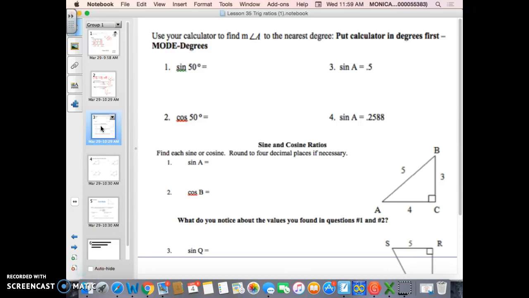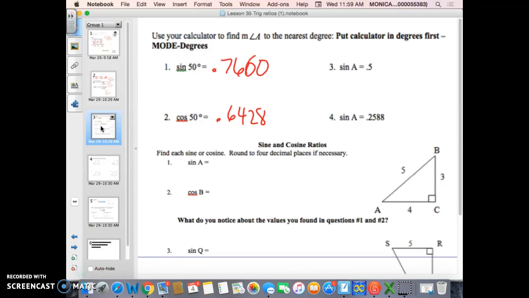Then you're just going to type in sin 50, close your parentheses, hit enter, and you should get the ratio of 0.7660. For cosine, you're going to do the same thing. You're going to hit cos 50, and you should get 0.6428.